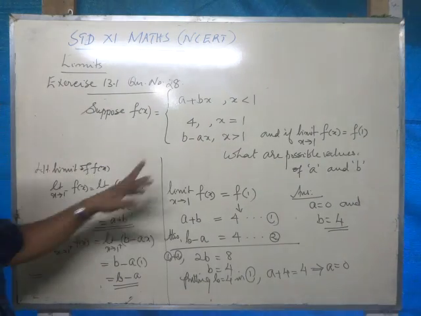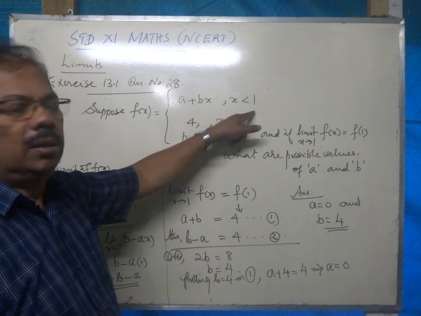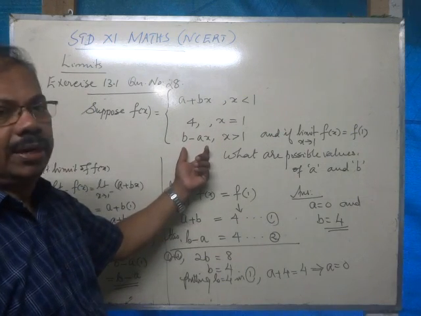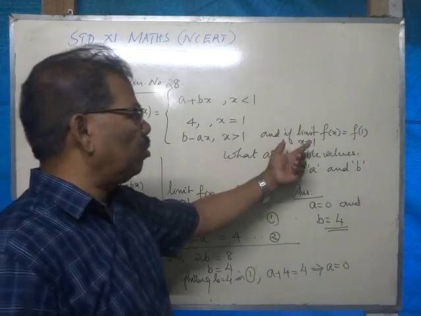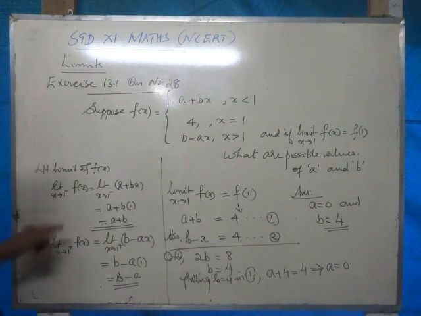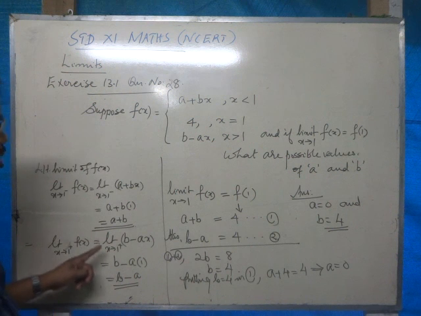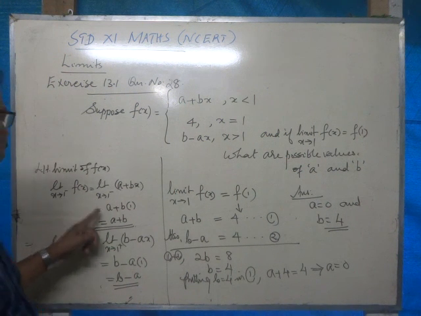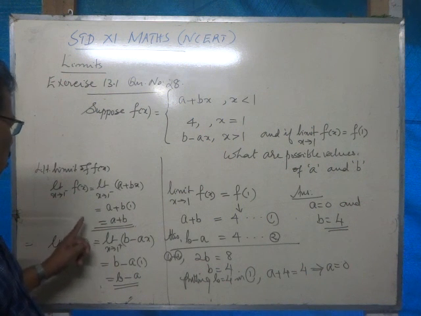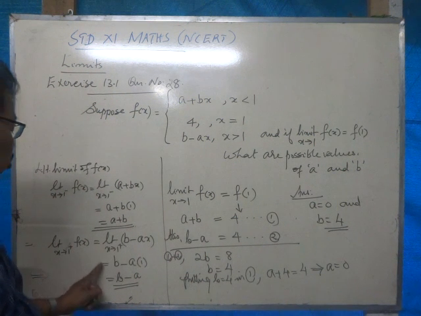Once again, in the question it is given that for values of x less than 1, the function to be accounted is a plus bx. For values x greater than 1, the function to be accounted is b minus ax. It is given that limit x tends to 1 f of x is equal to f of 1. Limit x tends to 1 exists when limit x tends to 1 minus is equal to limit x tends to 1 plus. Limit x tends to 1 minus is found to be a plus b, and limit x tends to 1 plus is found to be b minus a.